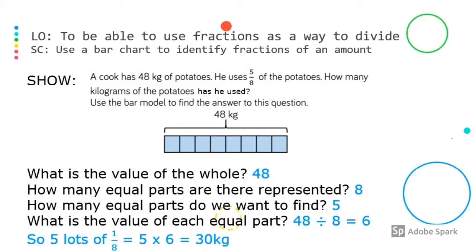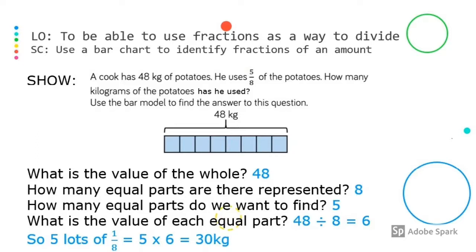The next thing we need to do is work out what that whole, that total, is being split into. How many equal parts are represented? In this case, 8 equal parts are represented because we are looking for eighths. Next, we need to think about how many equal parts the question is asking us to find. In this case, it is 5 because we want to know what 5/8 of 48 kilograms is.